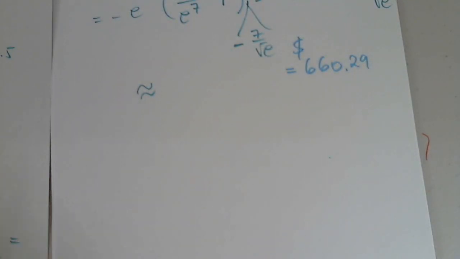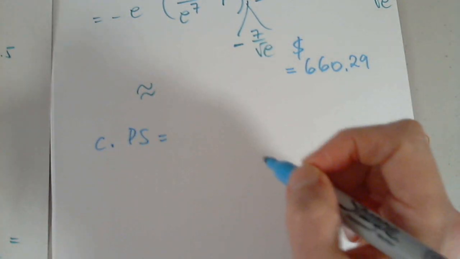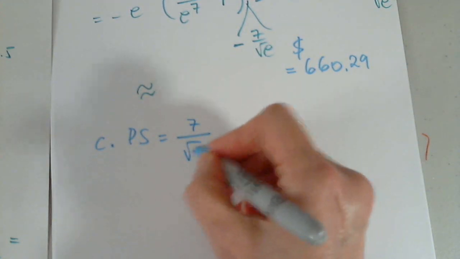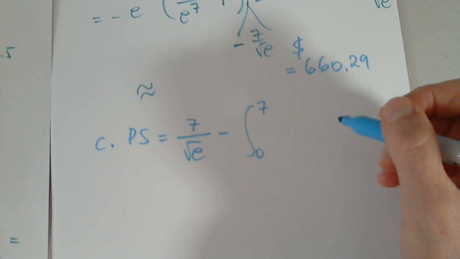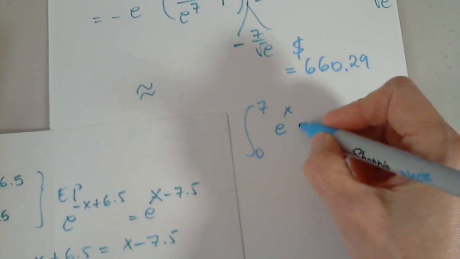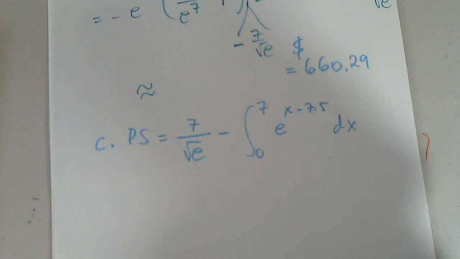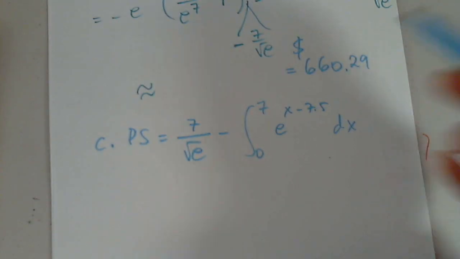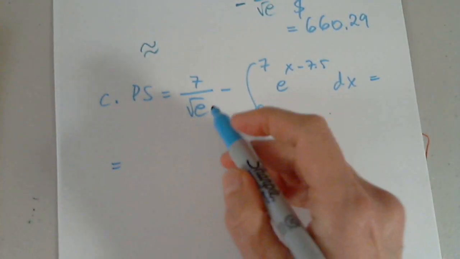660.29. And the producer surplus is the other one, 7 divided by the square root of e minus the integral from 0 to 7, where is the other function? So it's e to x minus 7.5 dx. Did they accept the answer? Yeah, it did. Wonderful then. Okay, so then we'll continue.